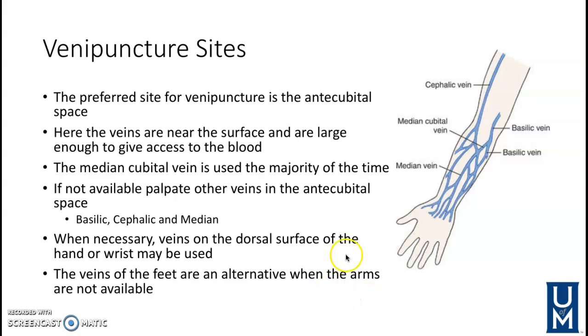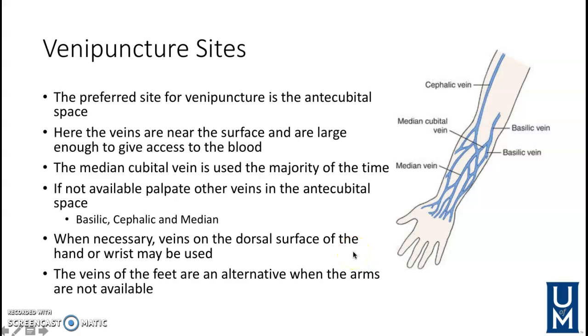The median cubital vein is used the majority of the time. You see it right there, the median cubital vein. If you look at your own arms, you may be able to see or feel this vein here. If you're not able to palpate the median cubital vein, you may also be able to feel the basilic vein or the cephalic vein. As you see, it goes all the way up the arm here, the cephalic vein, or the median vein. So the median vein travels below the median cubital down our forearm.